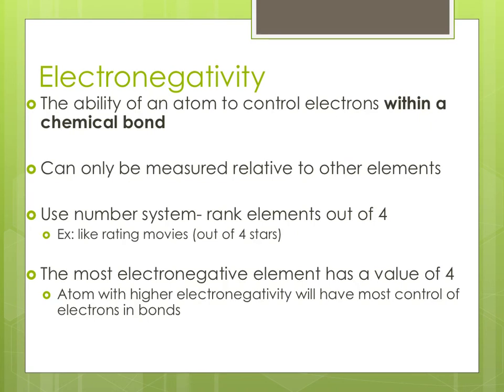Electronegativity is a comparative measure, so it can only be measured relative to other elements. Electronegativity values have been based on a measure that's related directly to fluorine. Fluorine is the most electronegative element, and the value of 4 has been assigned to fluorine. All of the other elements in the periodic table have been assigned a ranking of electronegativity based on fluorine's ability to control electrons within a bond. Atoms with a higher electronegativity will have the most control of electrons in a bond.